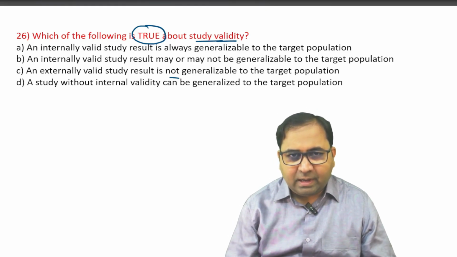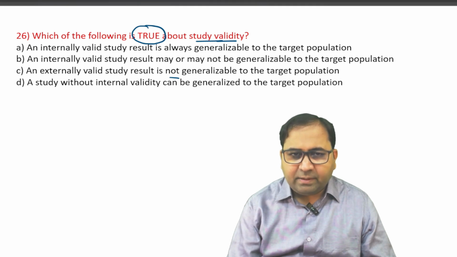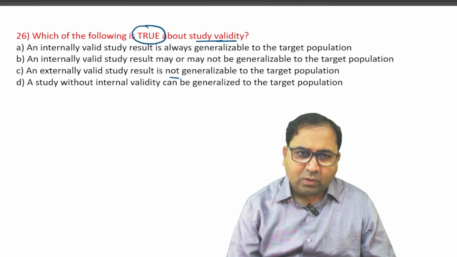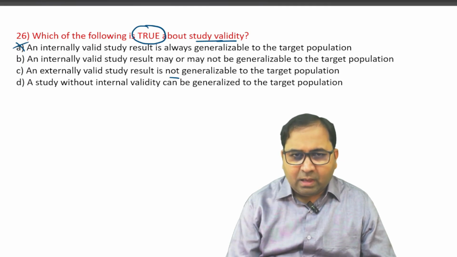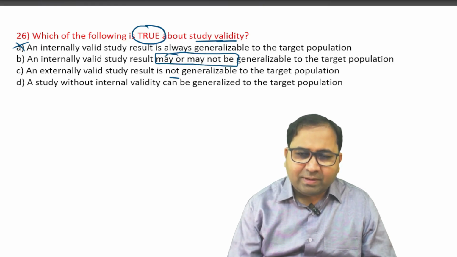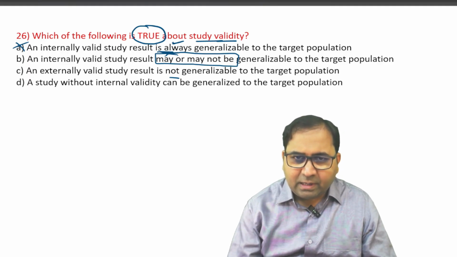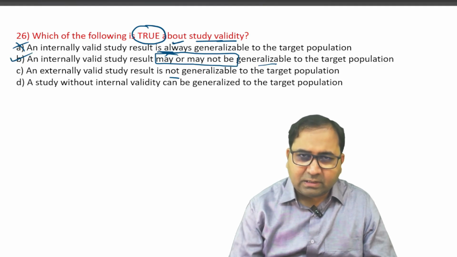Let us see again which of the following is true. Options are as follows again. An internally valid study result is always generalizable to the target population. No, this is not true. An internally valid study result may or may not be. Yes, may or may not be. As I told you previously, what is always is not always. So we have cancelled the first option. In the second option, regarding internal validity, may or may not be generalizable to the target population. Yes, so this is the correct statement.